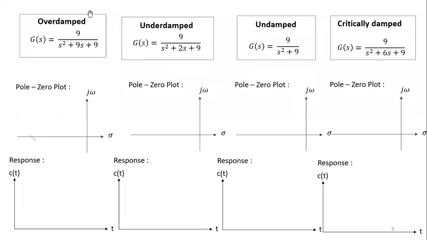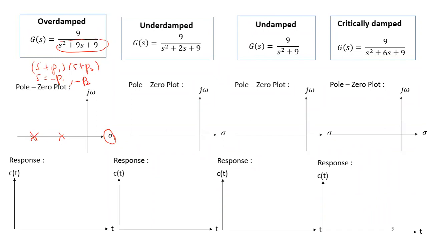For the overdamped response, the poles will be at two different locations. When you factorize this, you are going to have two poles, located on the real part of the S plane. It means S plus pole 1, S plus pole 2. So the poles are at S equals minus pole 1 and minus pole 2.